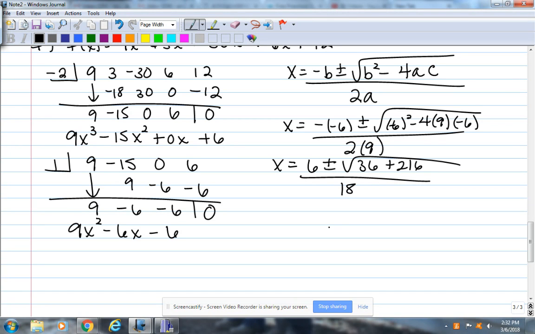36 plus 216. 252. I'm just adding under the radical. Is that a perfect square? No, it's not. How do you know it's a perfect square? Because you can type it in your calculator and it doesn't get you a whole number. I have my perfect squares memorized up to like 20. So I got to find the largest number that goes into 252 that is a square.